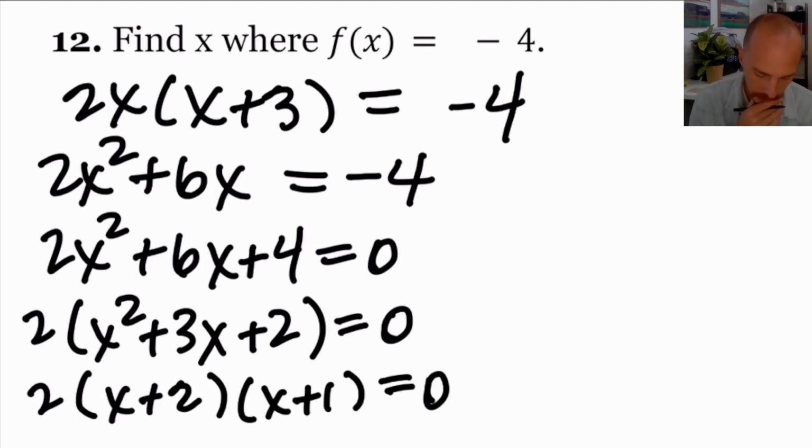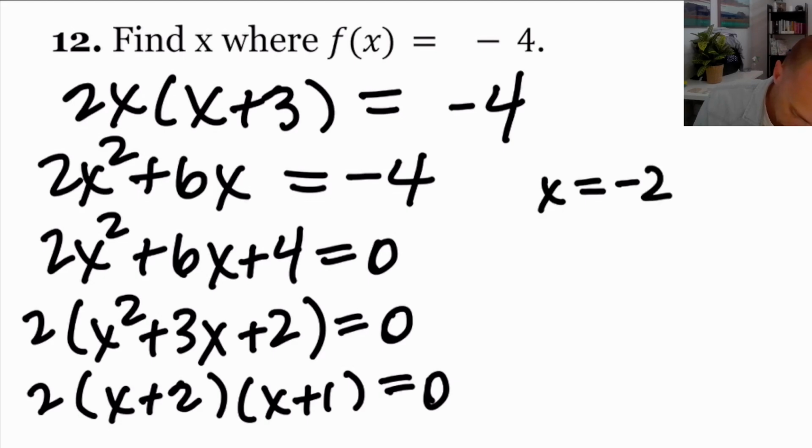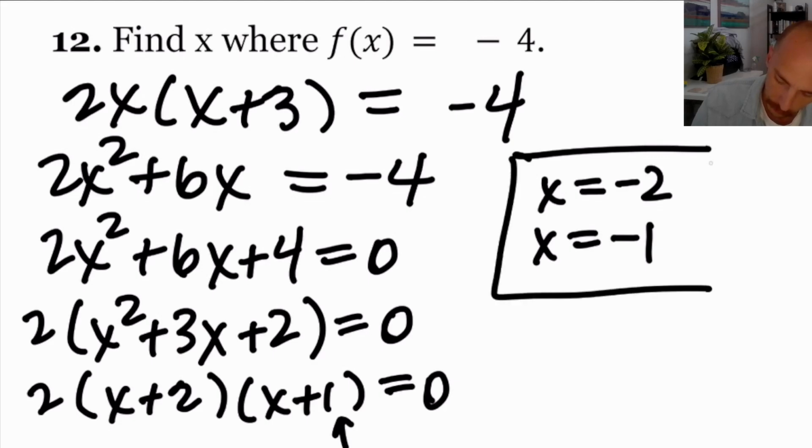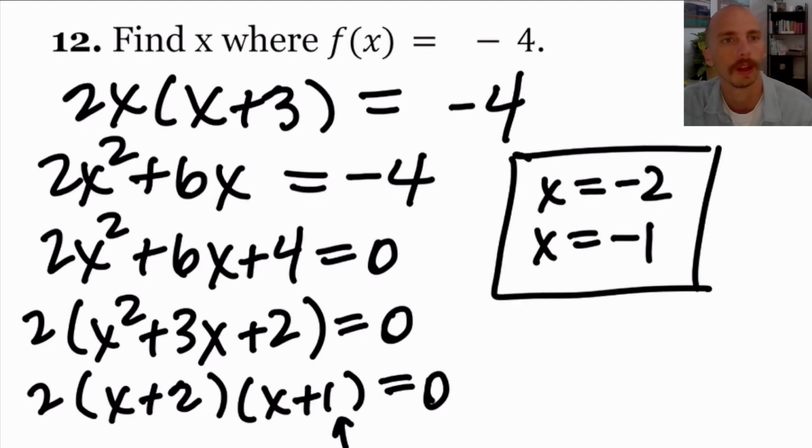And so that would happen either if x plus 2 was 0, or if x was equal to -2 from that factor right there, or possibly if x was equal to -1 from that last factor there. And so I've got -2 and -1 being my solutions to that equation.